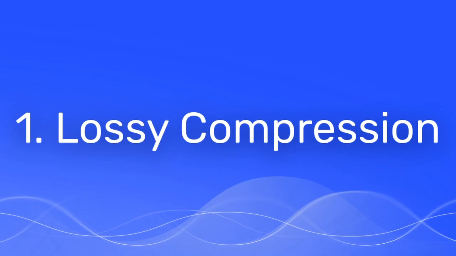So the first is lossy compression. Throws away some image details to make the file smaller. JPEG is the classic example. If you compress too much, images look blocky and blurry. Great for photos where a little quality loss does not matter.